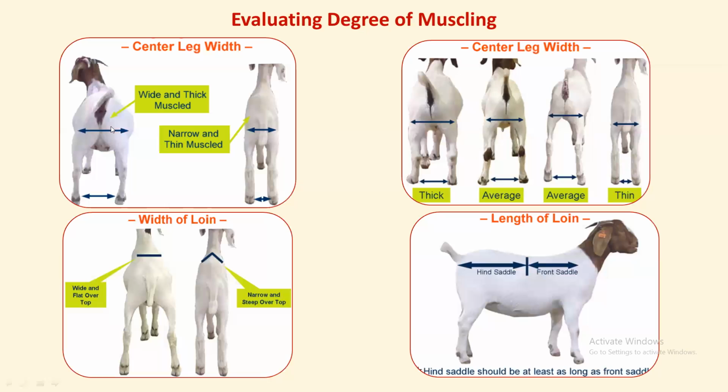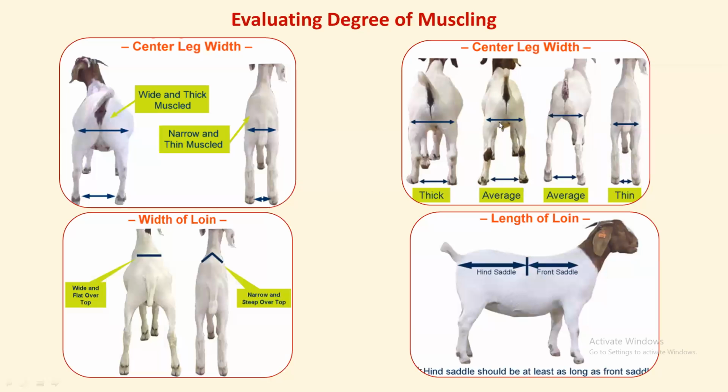See, when the animal has wide and thick muscled legs, the width between the legs, see the arrow on the ground, will automatically be more. If the thick muscle legs are there, then the width between the legs will be more. The reverse is also true. In the second animal, you see the legs are not thick muscled, they are narrow and thin, so the width between the legs is also small. Likewise, you can compare thick, average and thin muscled animals.